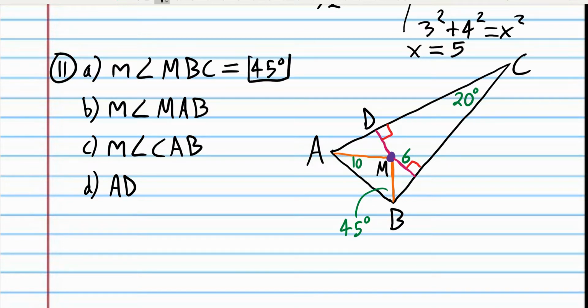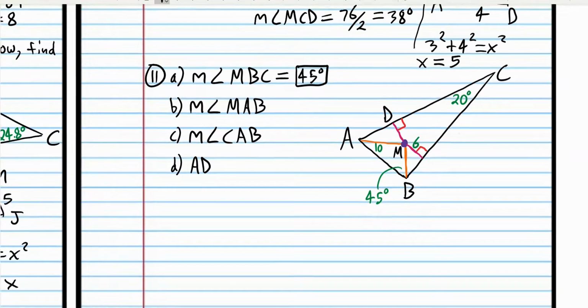So if you got that answer, good job. Measure of angle MAB. That's this angle here, but we don't know anything about that angle. We know that this angle is 20, and this angle is 45 times 2, so we can find this angle and then divide by 2 because this is an angle bisector. So that's a lot of work. So we're going to use the triangle sum theorem.